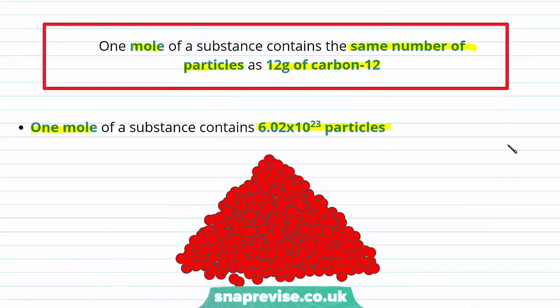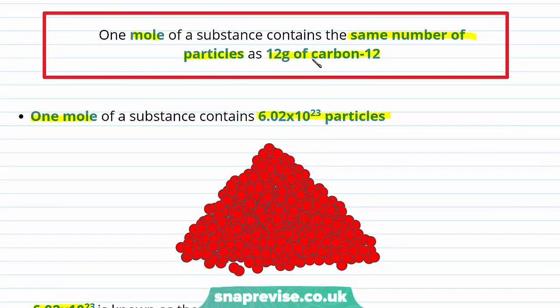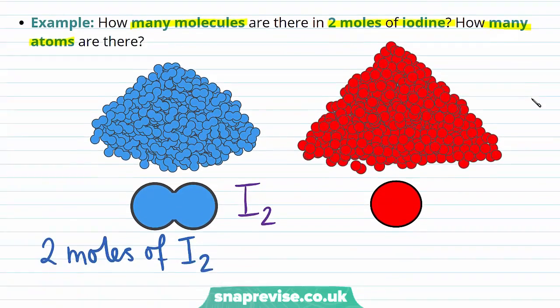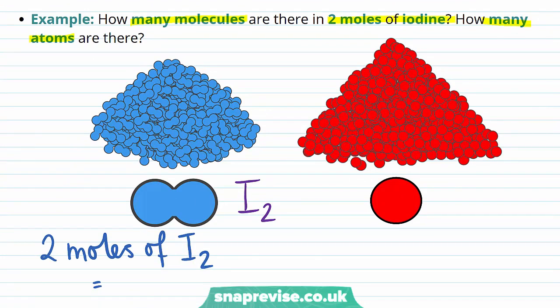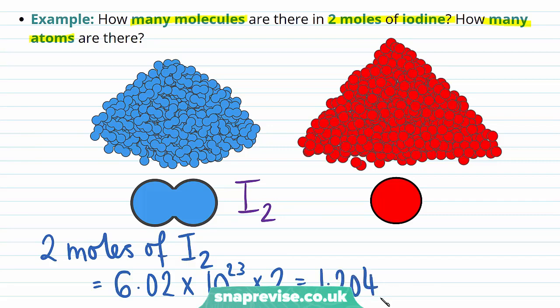We've said that 1 mole of substance contains the same number of particles as 12 grams of carbon-12, and that 12 grams of carbon-12 contains 6.02 times 10 to the 23 carbon atoms. The particles in the definition of the mole can either be atoms or molecules. So for iodine, where it's naturally found as a molecule, 2 moles of iodine will contain the number of molecules in 1 mole, which is 6.02 times 10 to the 23, multiplied by 2 because we're considering 2 moles. This is equal to 1.204 times 10 to the 24 molecules.